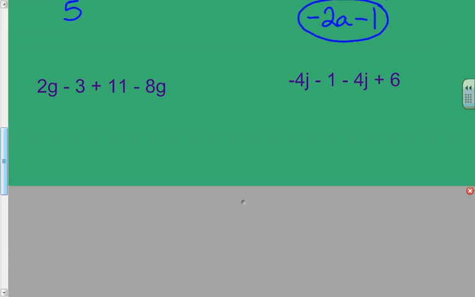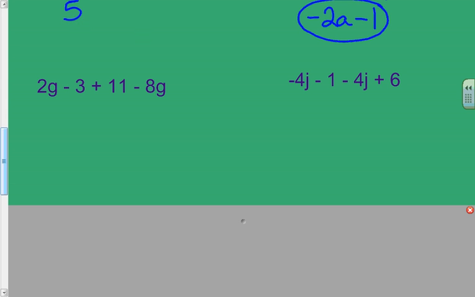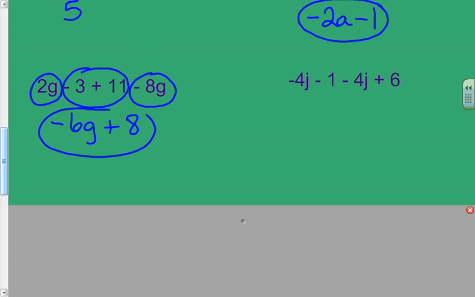Let's do a couple more. We're going to have like terms here, 2g and negative 8g. Let's see, we have 2 goats, take away 8 goats. Now we're going to have negative 6 goats. And then in the center here, the negative 3 and the positive 11 are like terms, so we can combine those. And we get a positive 8. And that is finished.